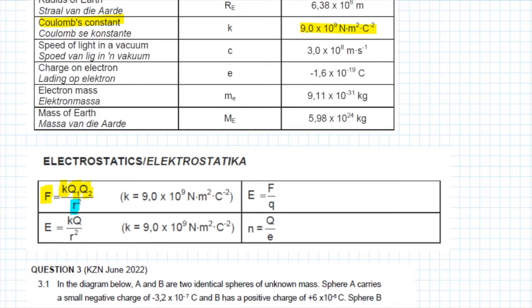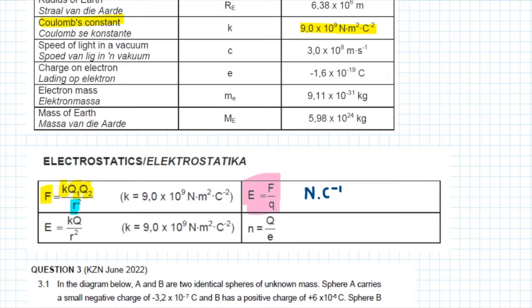Then on the right hand side, we have one of the formulae that we can use to calculate the electric field, or the strength of the electric field. The electric field strength is measured in newtons per coulomb. Please don't forget this. I often find that learners forget this unit.